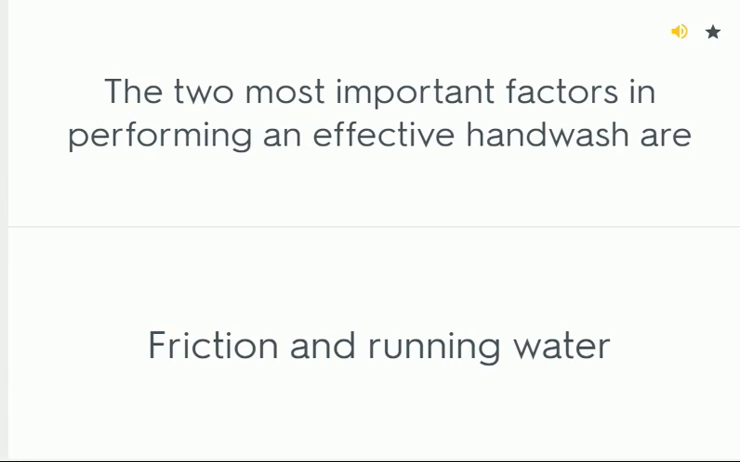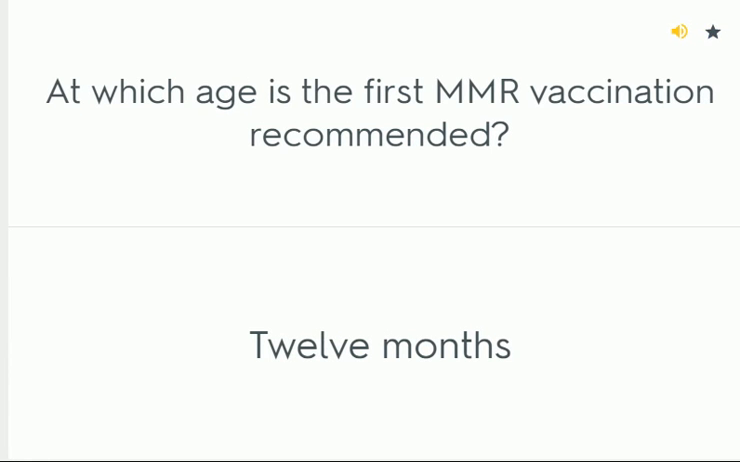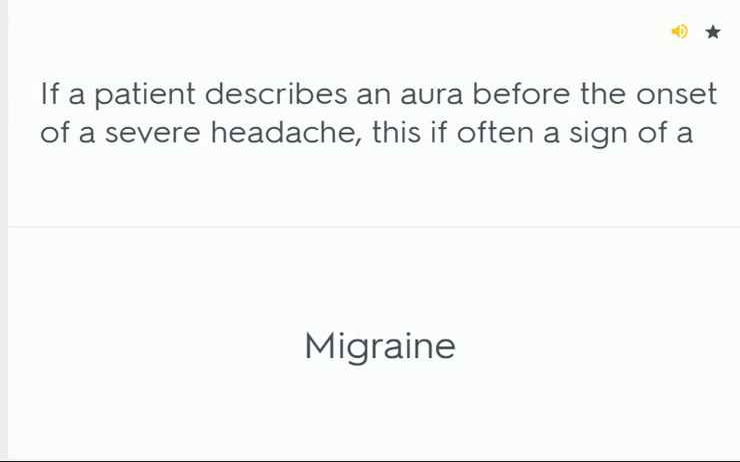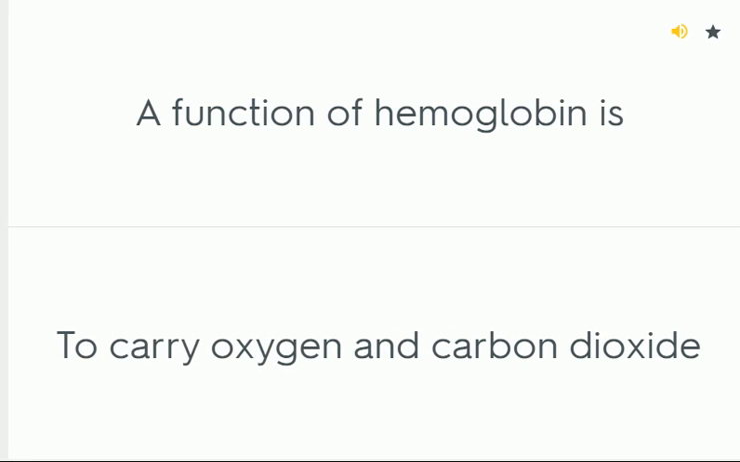The two most important factors in performing an effective hand wash are friction and running water. At which age is the first MMR vaccination recommended? 12 months. If a patient describes an aura before the onset of a severe headache, this is often a sign of a migraine. A function of hemoglobin is to carry oxygen and carbon dioxide.